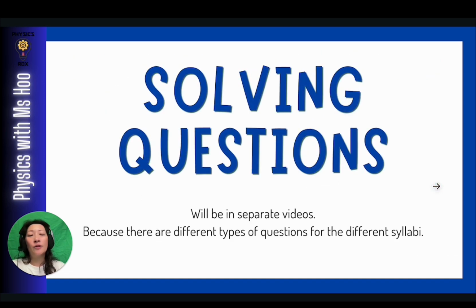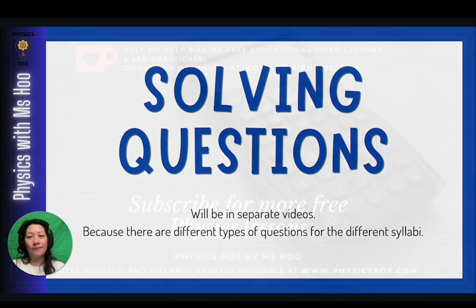Now, do you need to be able to solve questions? Yes, but I'll share with you how to solve questions in separate videos because there are different types of questions for the different syllabi. So for example, in SPM, not only must you know how to do the calculations for the spring constant and elastic potential energy, you will also need to know how to solve questions involving series and parallel arrangements. For those of you who are taking IGCSE, you only need to learn how to use the spring constant formula. You won't be required to solve complex questions such as the different types of arrangements of the springs. So that's why I'll be putting them in different videos for the different syllabi.